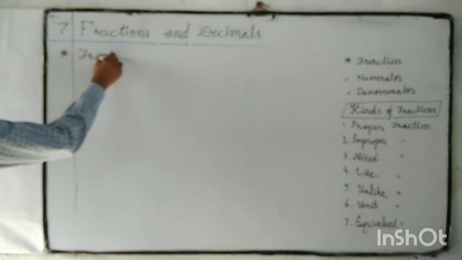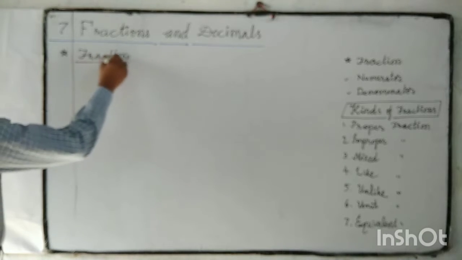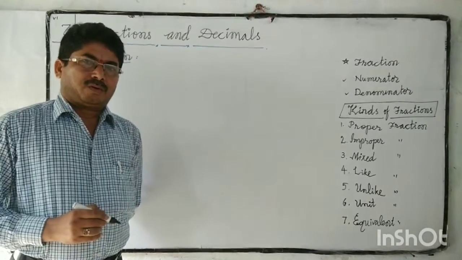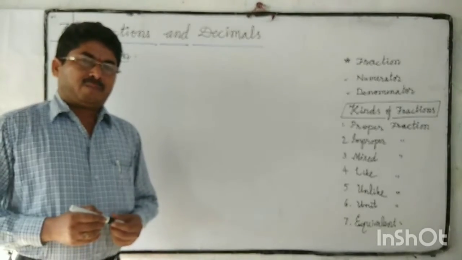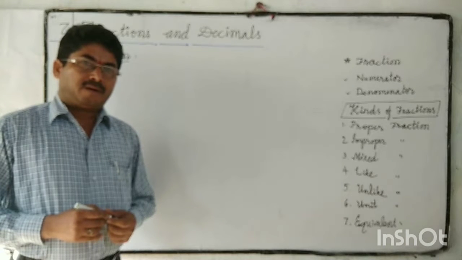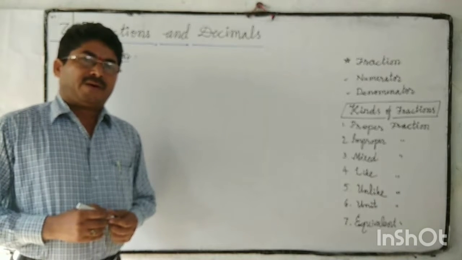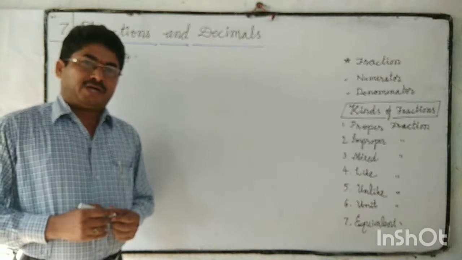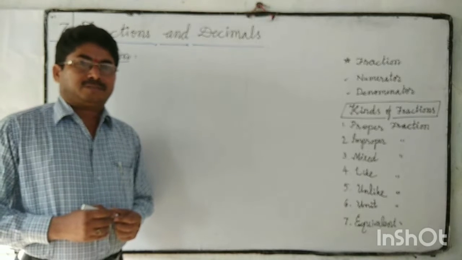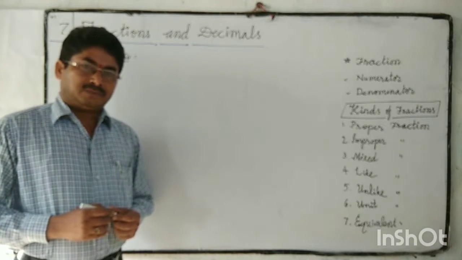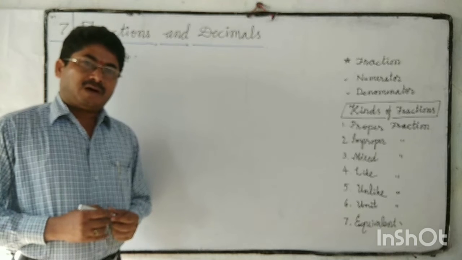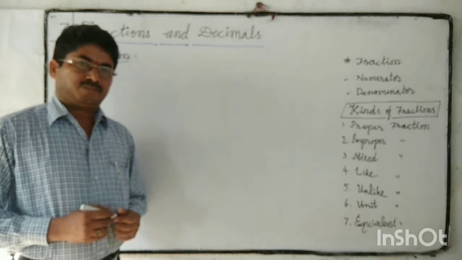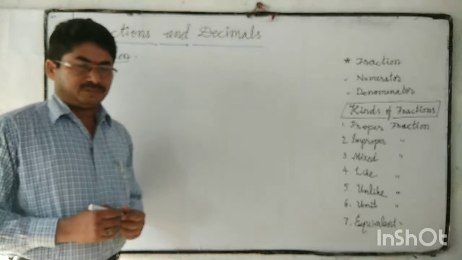Fraction. What is a fraction? Fraction is a part of a whole or a part of a group. If a quantity is divided into same equal parts and only some or all of them are taken, such numbers are called fractions. Let us see few examples.